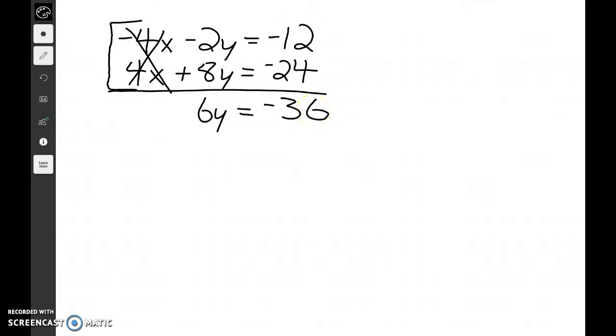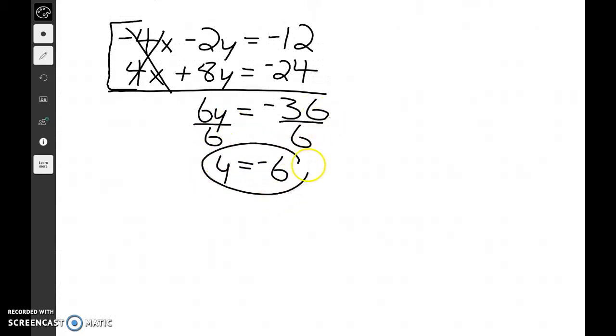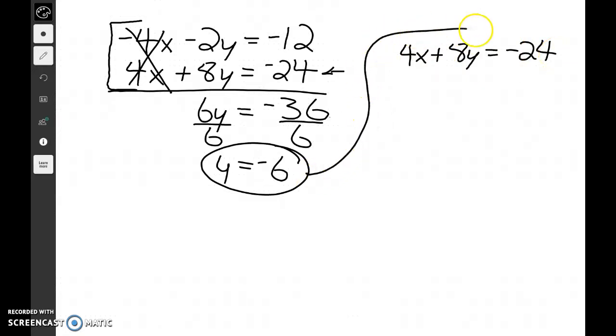All right, so when we add those together, we get negative 36. Then to find y, we divide by 6 on both sides, and we get y is equal to negative 6. So it's really easy to solve. If you notice, there's a lot less work in solving that problem. Now, as far as the other part of this problem, it's just like what we worked. You would take one of the originals, which we took a second ago, 4x plus 8y is equal to negative 24, and we already knew that y is equal to negative 6.